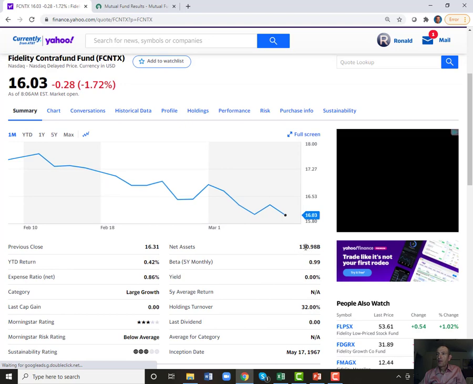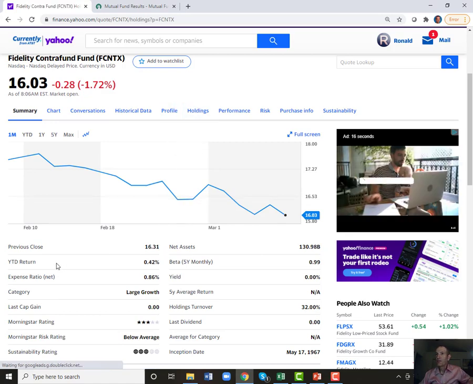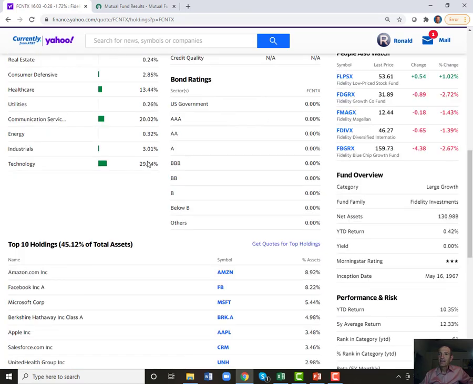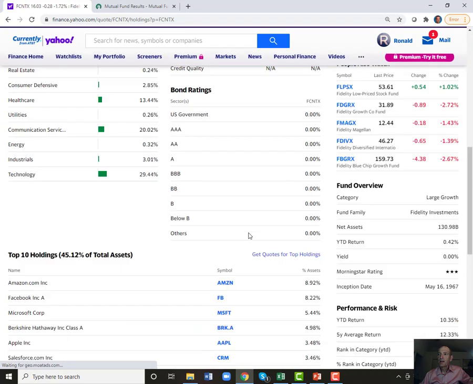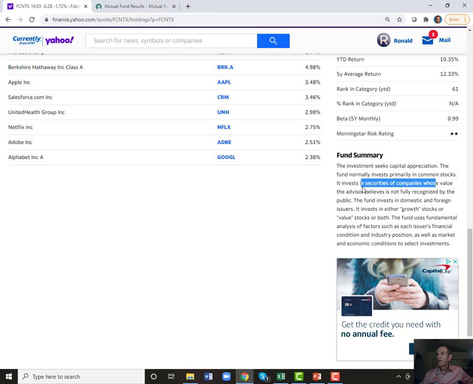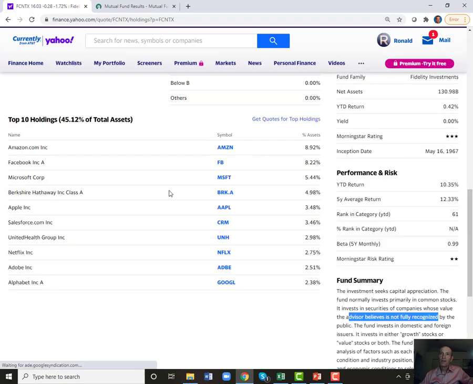You can see it's a $131 billion fund. If we look at the holdings, what we'll notice is that it really does one thing, and that's stocks. It's all stocks, and they don't tell you here, but it's huge stocks. It seeks capital appreciation, invests primarily in common stocks. Its companies' values, the investor believes, are not fully recognized, so it's somewhat of a value investor, although it's a little growthy. It says contra fund, which implies it's buying stocks that are out of favor, but we'll see. We're actually going to test this and see where it belongs.